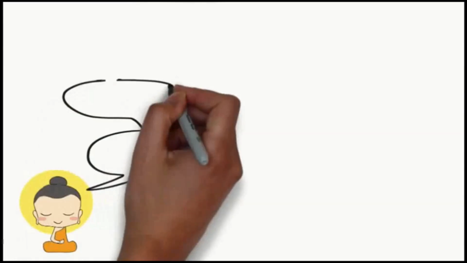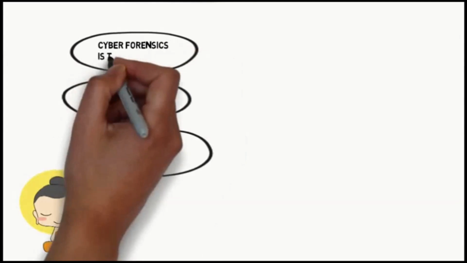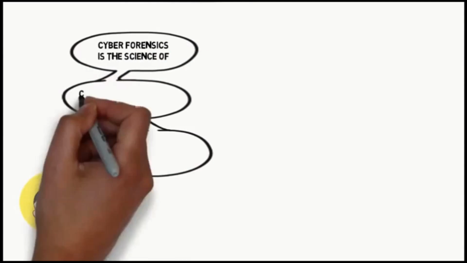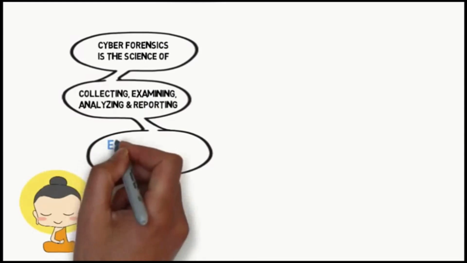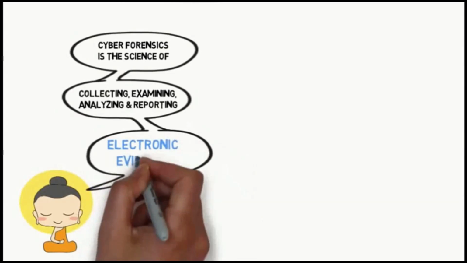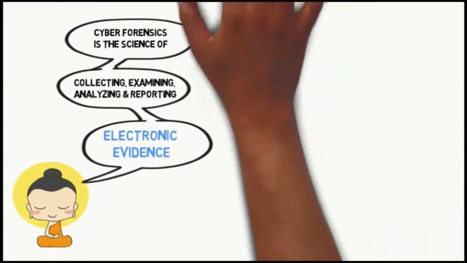I'm Satyam, and we are here to tell you about one of the amazing tools of cyber forensics, that is Helix version 3. We talk about the term digital forensics or computer forensics or cyber forensics, it more or less means the same thing. So we could define it that cyber forensics is the science of collecting, examining, analyzing, and reporting electronic evidence. This brings us to the first question: where do we find this electronic evidence?